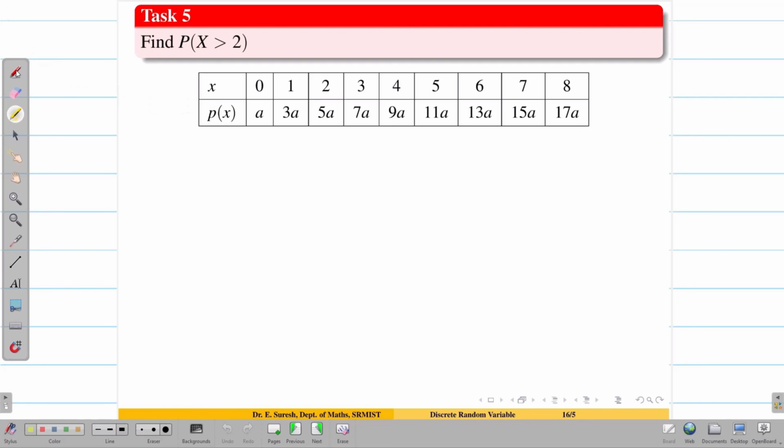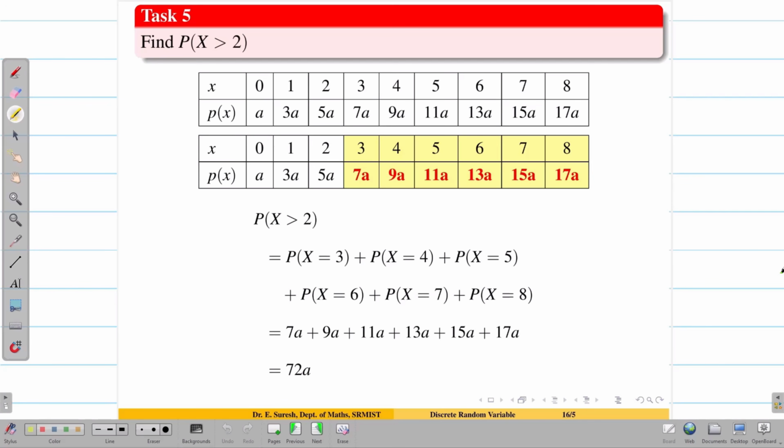Now we have to look carefully. Probability of x greater than 2. If it is greater than 2, we have to take 3, 4, 5, 6, 7, 8, and then we have to add their corresponding probabilities. This is one way. Now the answer is 72 by 81 since a value is 1 by 81. What is the other way?